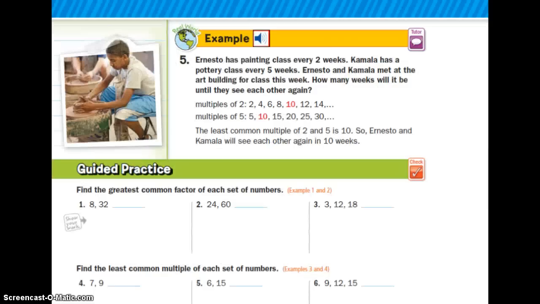Turn the page. In the example of real-world problems, the hardest thing is to determine whether you're finding GCF or LCM. In this case, because we're looking for when they see each other again, we're trying to multiply until they get up. So this would be an LCM problem. In this case, the answer would be 10 weeks. Please do the guided practice. Pause the video.